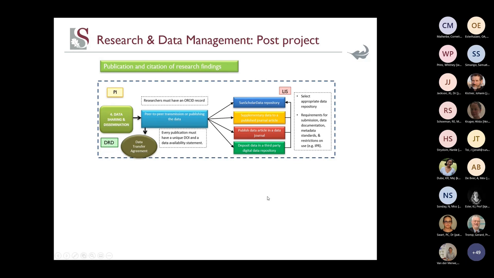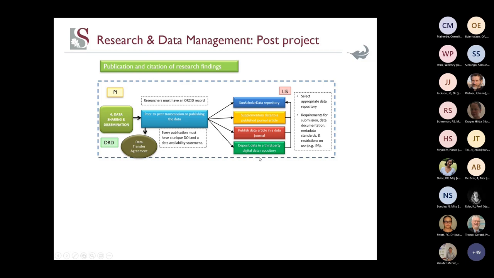The principal investigator will then again be responsible for the sharing and dissemination. And as I said before, if you need a data transfer agreement, you can talk to the Division for Research Development. Researchers must just make sure that they have an ORCID record, because that is not only relevant to academic or scholarly publications, but also data publications. There are different options when it comes to data publication.